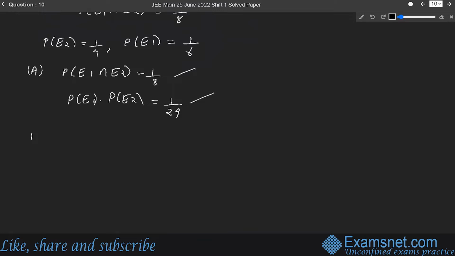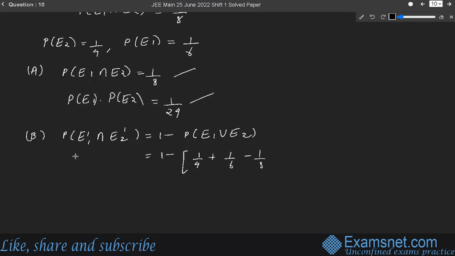Now, option number B has LHS P(E1' intersection E2') is equal to 1 minus P(E1 union E2). So this will be equal to 1 minus (1 by 4 plus 1 by 6 minus 1 by 8). We know the formula for P(E1 union E2). It is P(E1) plus P(E2) minus P(E1 intersection E2). So this will be equal to 3 by 24. Again, it is not equal to P(E1) into P(E2). So this option is also not correct.